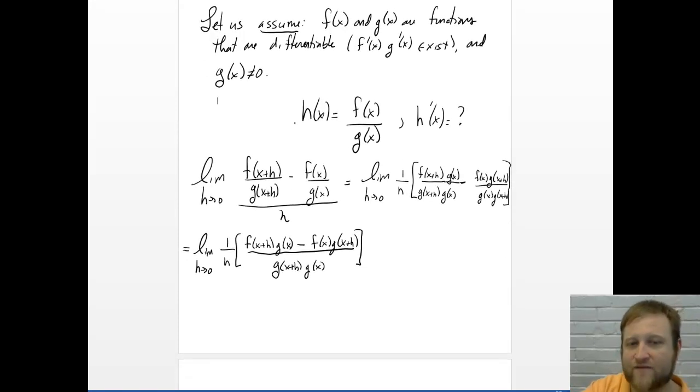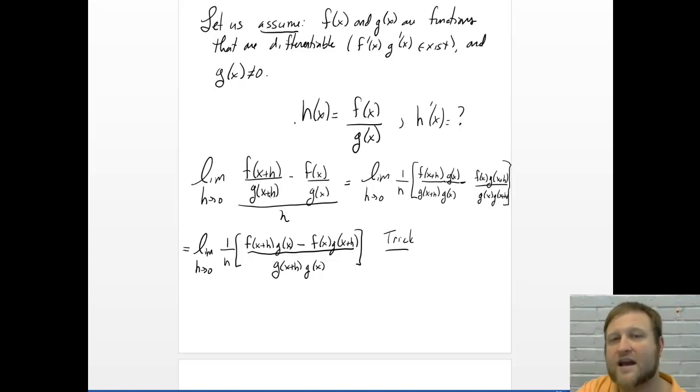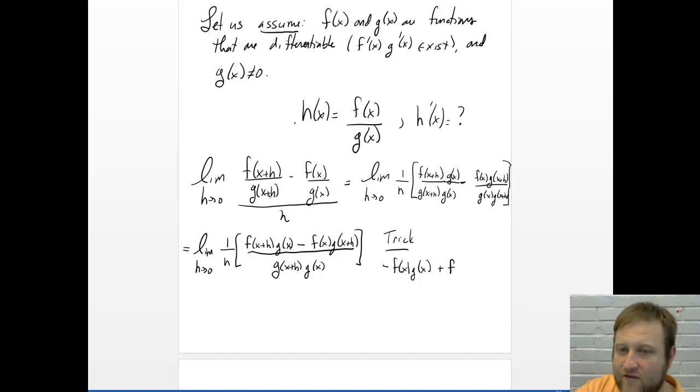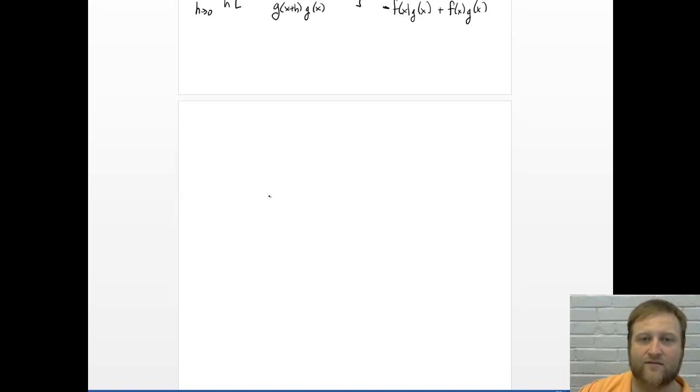So notice here we have a value of f of x plus h, and we have a g of x. The trick here in this circumstance is that we are going to subtract out an f of x, g of x, and then we're going to add in an f of x, g of x. And notice that if we subtract f of x, g of x, and add f of x, g of x, we are still adding a value of 0, and that is not violating any mathematical rules. But we're going to do so in such a fashion that ultimately we're going to be able to find some derivatives. So let's go down to the next slide and see what we have.